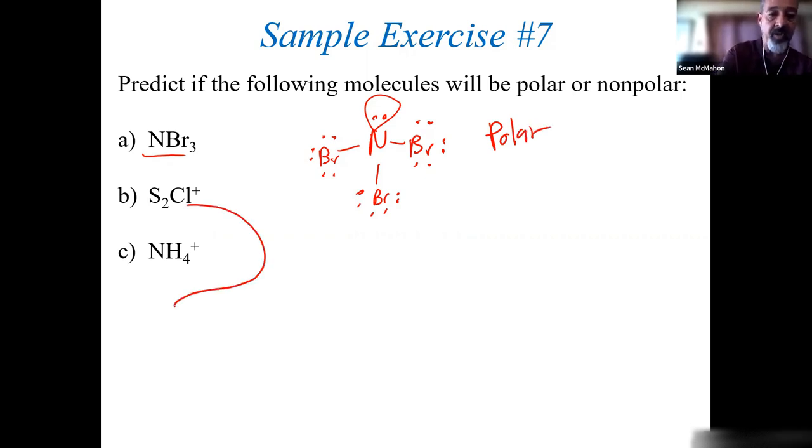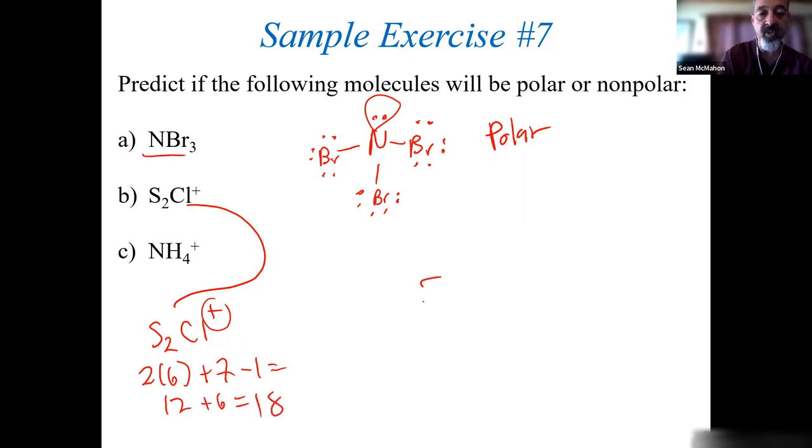Now this is new. So we're going to do this. We've got S2Cl+. The sulfur is actually in the middle, right? Because the sulfur is more metallic. And then we're going to add 2 times 6 valence electrons for each sulfur. Chlorine has 7, but we're going to subtract 1 because there's a plus charge, which means I removed an electron. So I have 12 plus 6, I have 18 electrons. Sulfur is in the middle, and then I have my chlorine. So 2 bonds minus 4, I have 14 electrons.